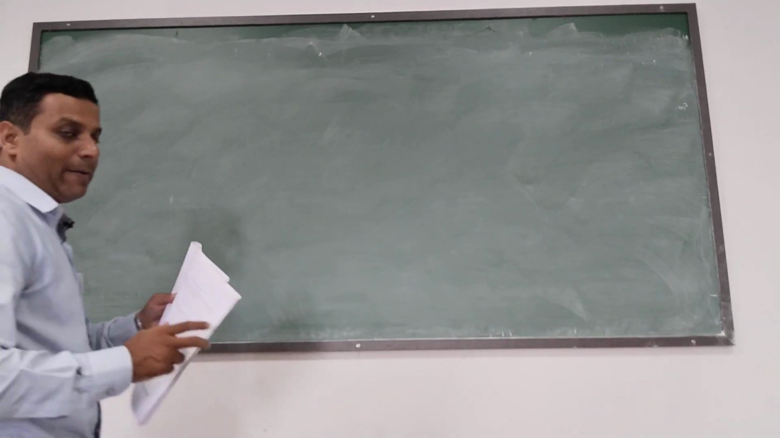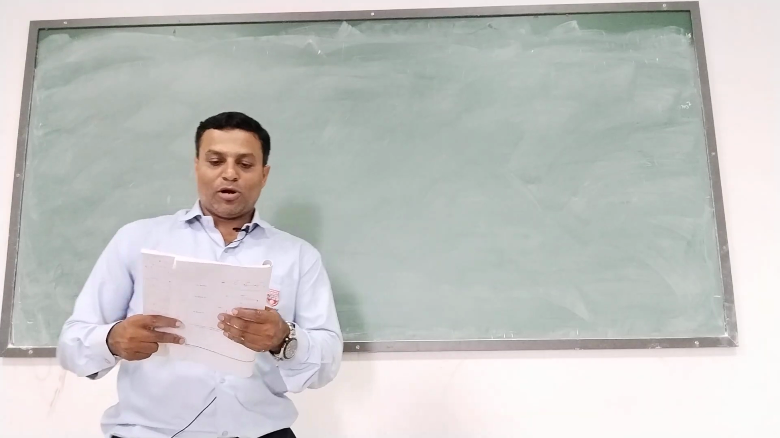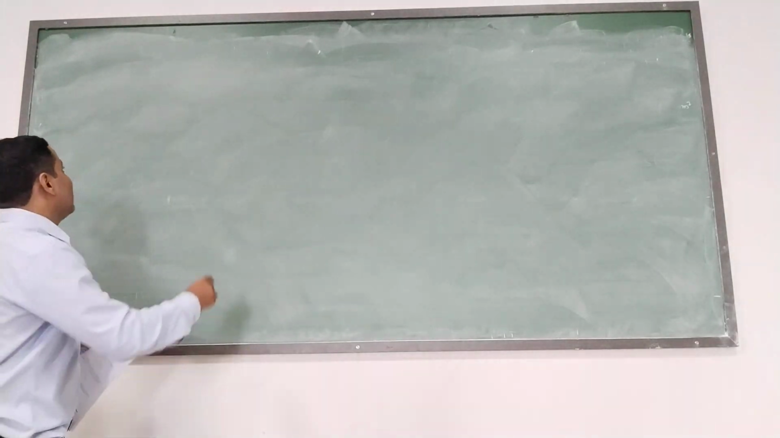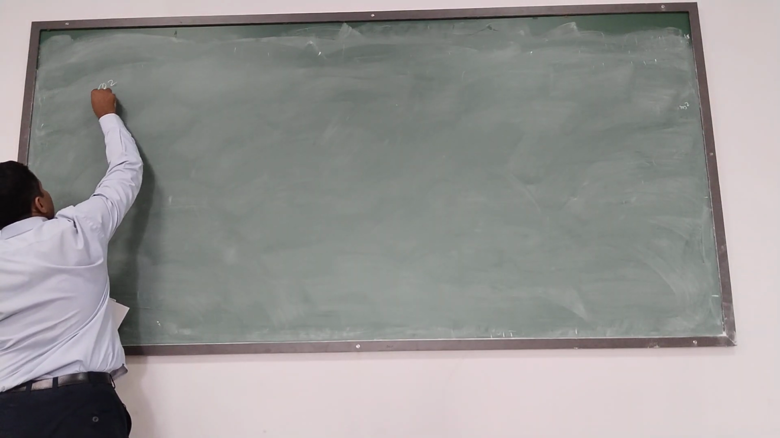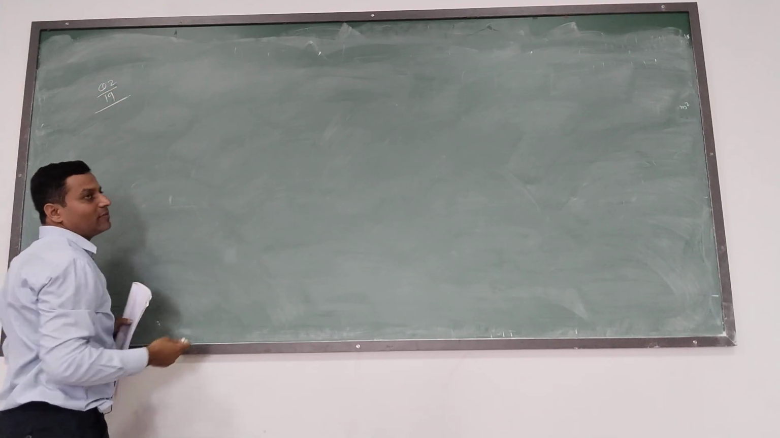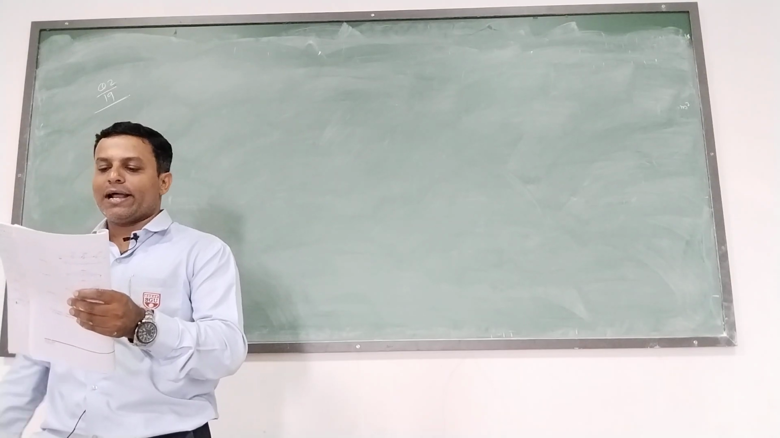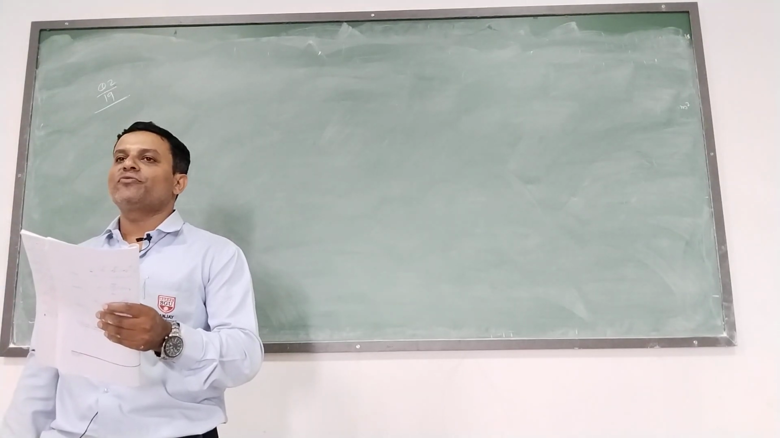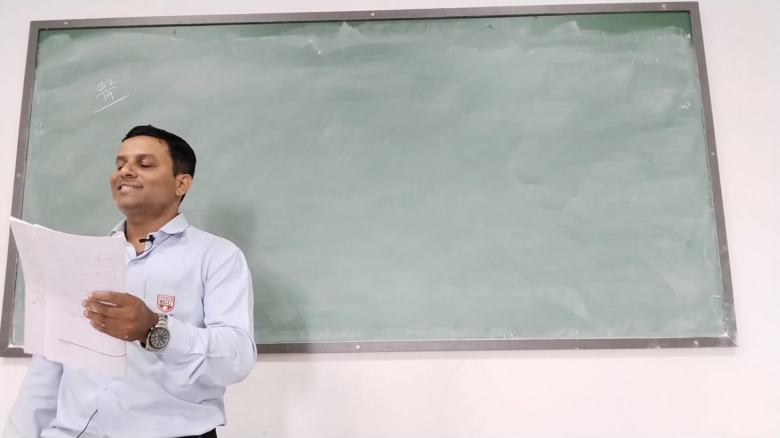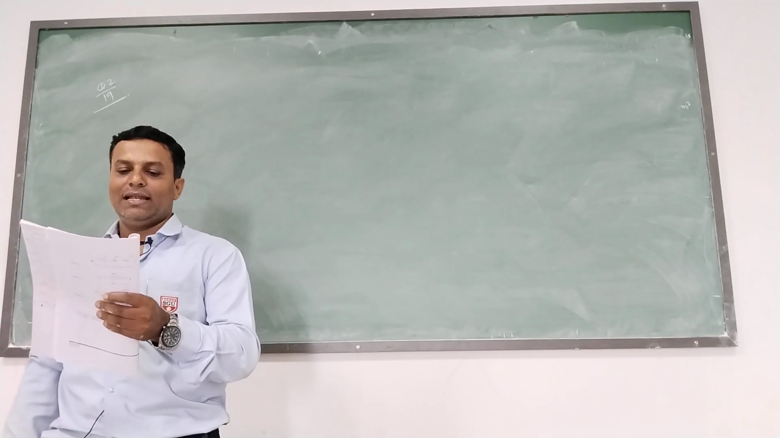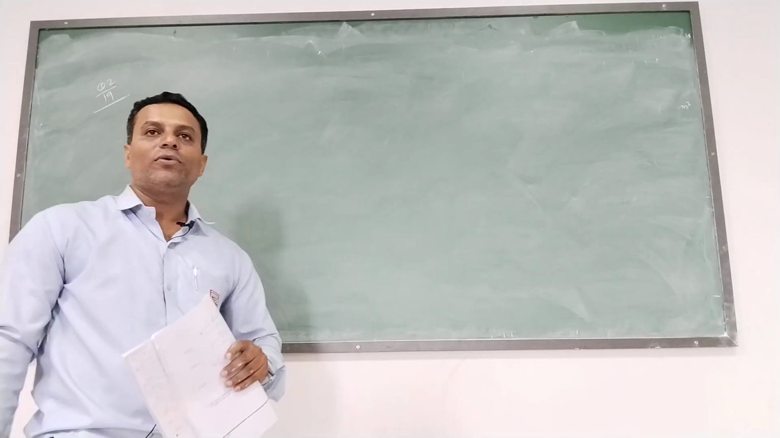Okay, take the next problem. Problem number 2, page number 19. The stresses at a point in a strained material are 100 Newton per mm square compressive and 60 Newton per mm square tensile, shown in figure. Find out the stresses in plane AC.